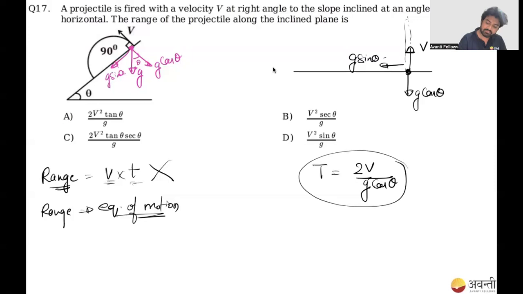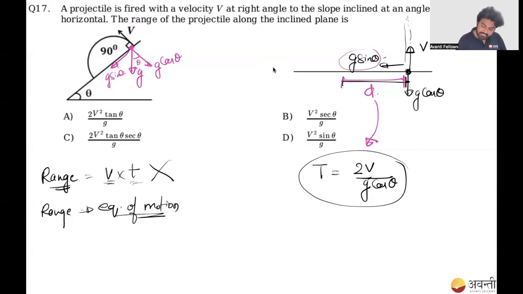So it drifted left and it covered some distance, and this distance is covered in this much time only. Correct? It went up, came down, drifted. So how much time did it take to go up and come down? That much time it drifted with g sin theta acceleration. So now we can easily calculate the range.